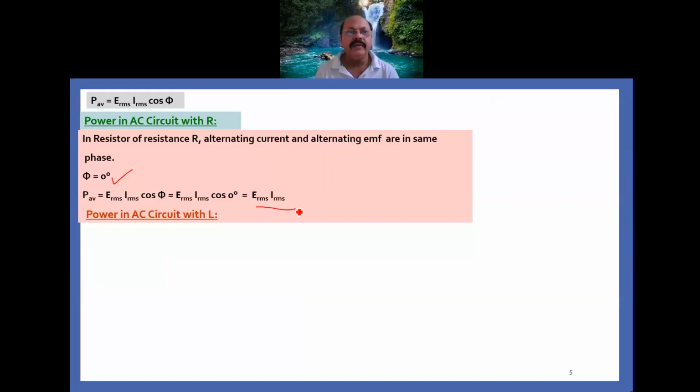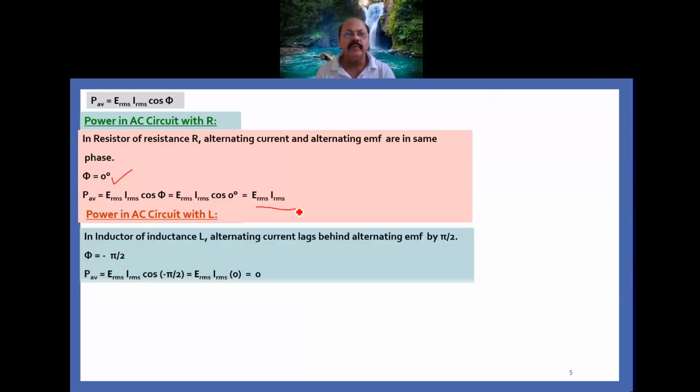Similarly, we can find the average power associated with an AC circuit with an inductor of inductance L. Since we know that the phase relationship between alternating EMF and alternating current in the case of an inductor connected with an AC circuit is pi by 2. Therefore, P average equal to ERMS IRMS cos within bracket minus pi by 2, because in this case the alternating current lags behind the alternating EMF, and cos minus pi by 2 is 0. So that's why the average power is also 0.